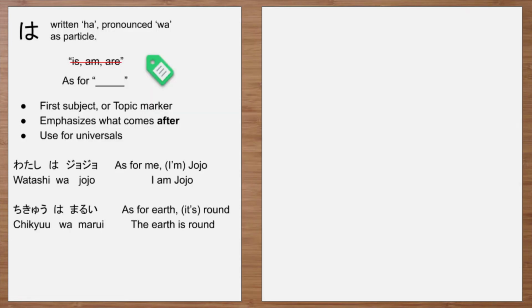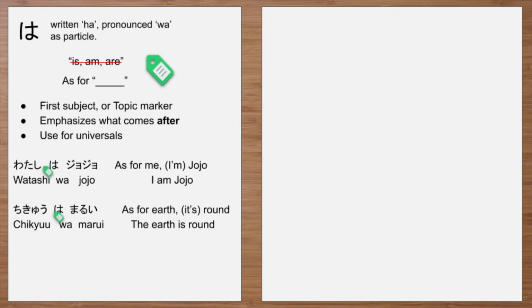First up is wa. You write it with ha, but when this hiragana character is used as a particle, pronounce it wa. Some places online will tell you it means is, am, or are, but I would prefer to say it means as for blank. It's the first subject marker, or the topic marker, and brings emphasis to the word or phrase after it. You use it for universals as well. Let's tag some of these words to make better sense of it.